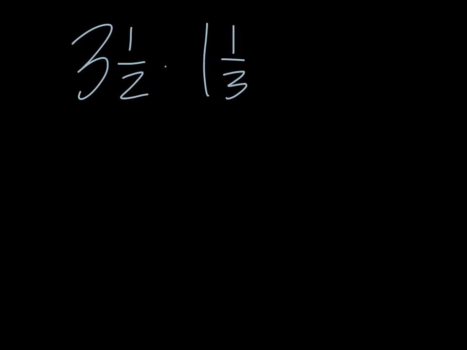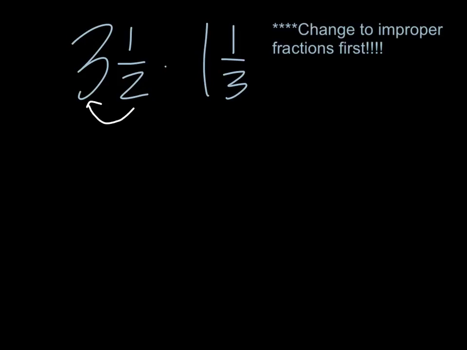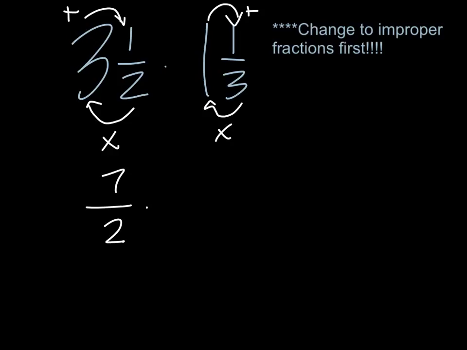If we were to multiply a mixed number, so let's say 3.5 times 1 1/3, we need to change to improper fractions first. So to change to improper fractions, remember we multiply the denominator times the whole number, and then we're going to add the numerator. So we would do 3 times 2, which is 6, plus 1 is 7. Denominator stays the same. Same thing, 3 times 1 is 3, plus 1 is 4, so that becomes 4/3.